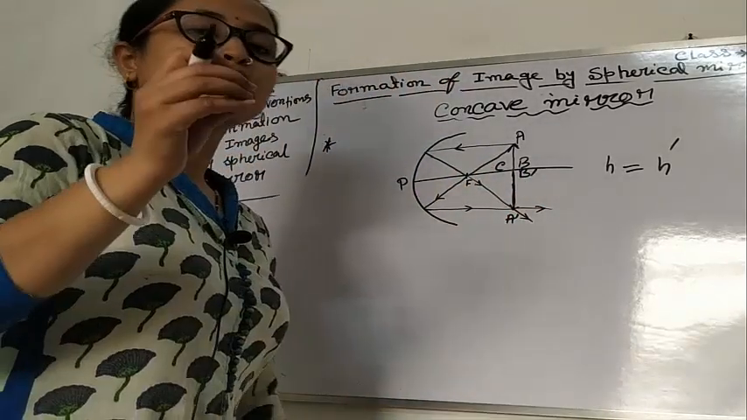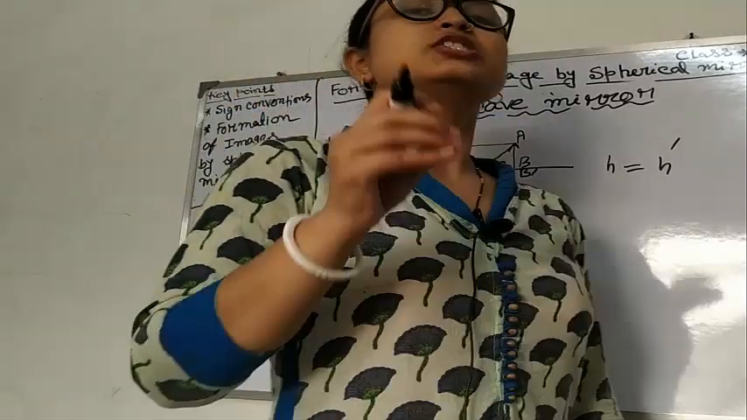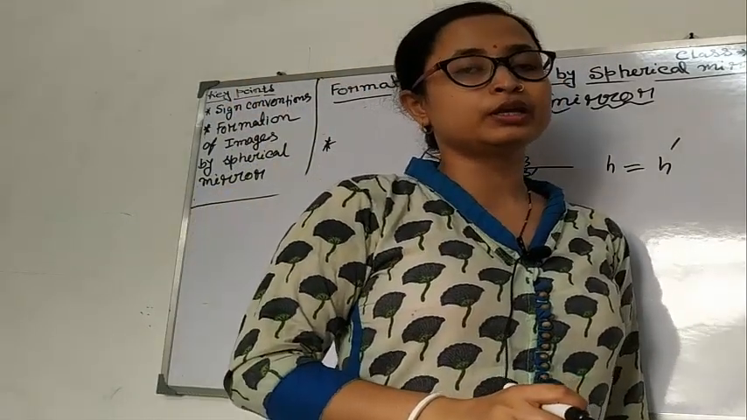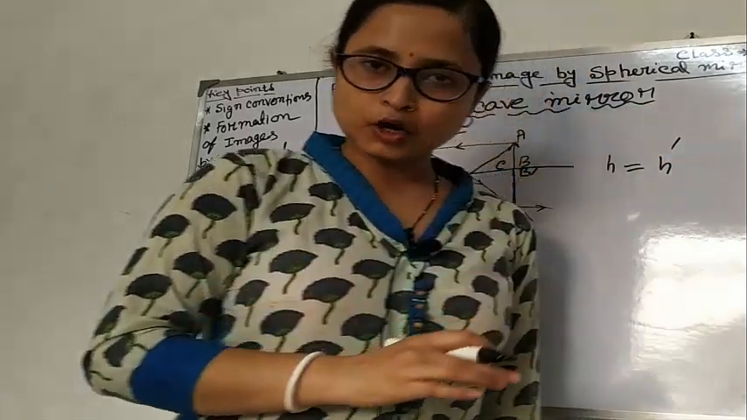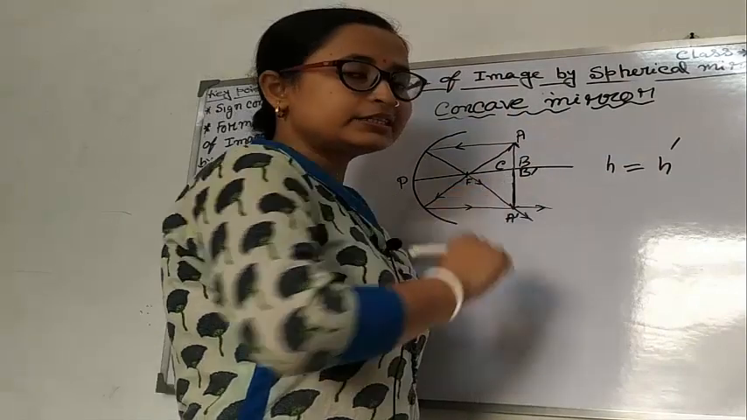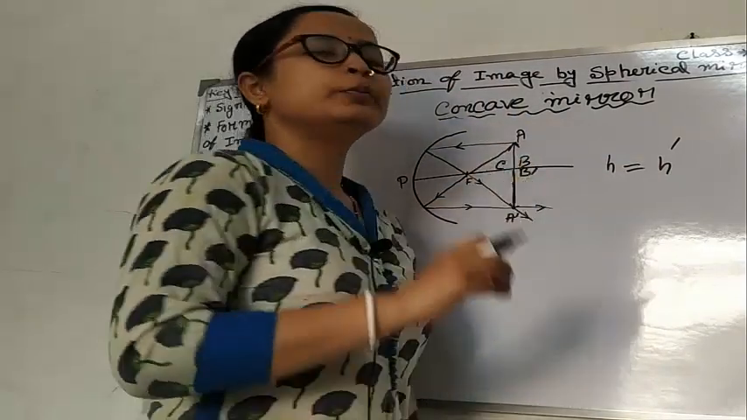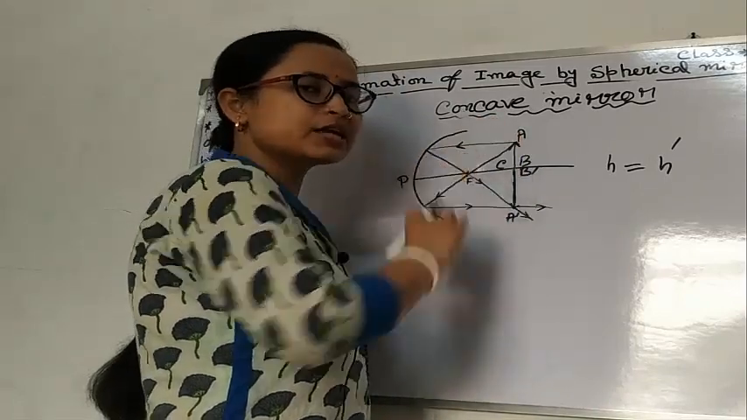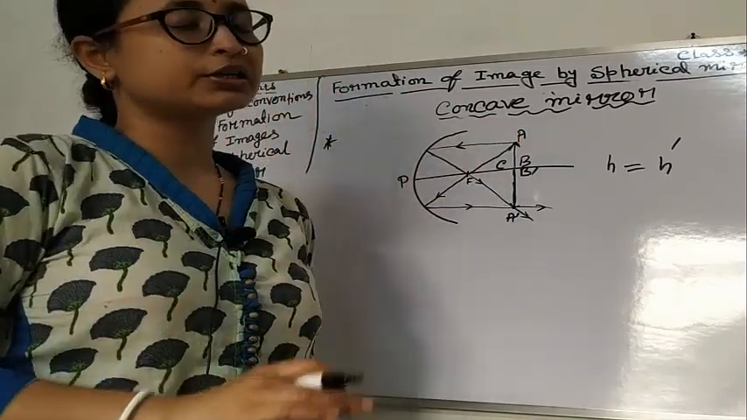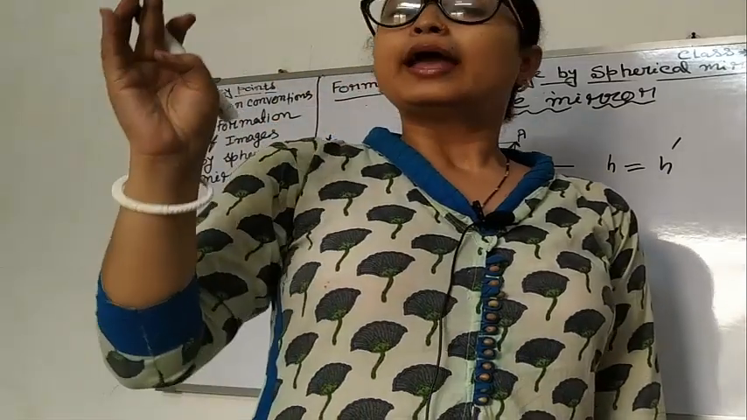So you can say that when the object is placed at the center of curvature of the mirror, then the image is also formed at the center of curvature. What is the nature of the image? The image will be real, inverted, and of the same size as the object. So till now, what have we learned?